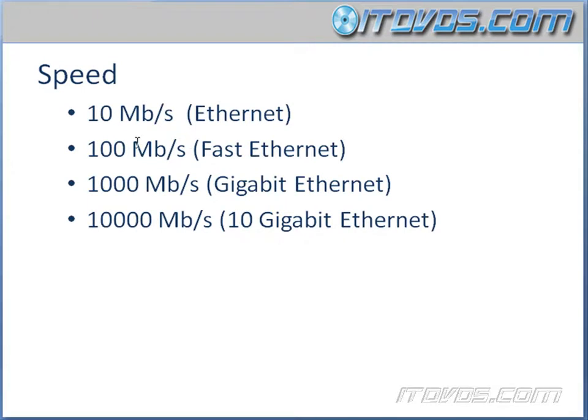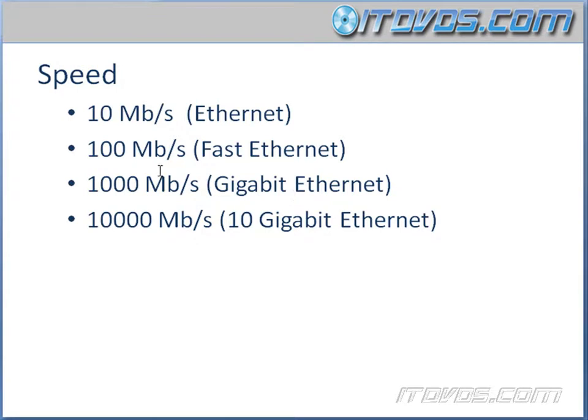Now let's talk about speeds. We've got 10 megabits per second. This is also known as Ethernet. 100 megabits per second, and it's important that this is a little b here. We're talking about bits per second, not bytes per second. So 100 megabits per second is fast Ethernet. 1,000 megabits per second is gigabit Ethernet. And 10,000 megabits per second is also called 10 gigabit Ethernet. So these are the different speeds we're going to see in an Ethernet network, and we're going to take a look at cables here in a second.